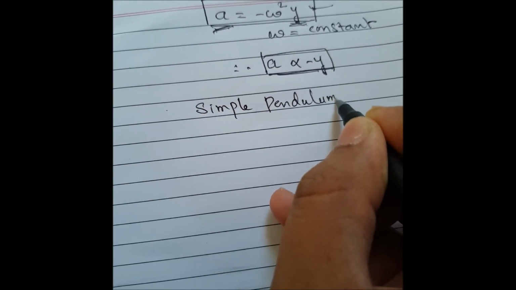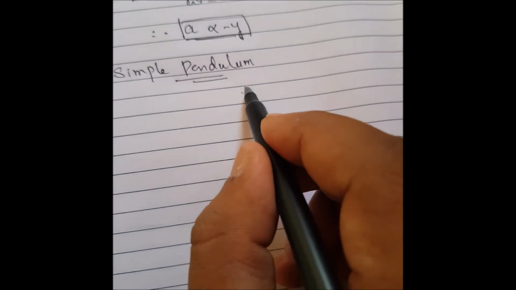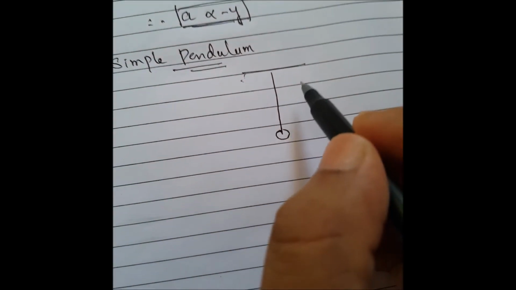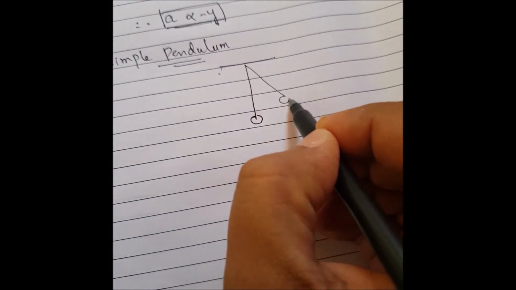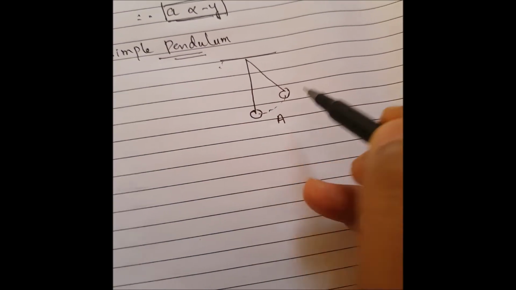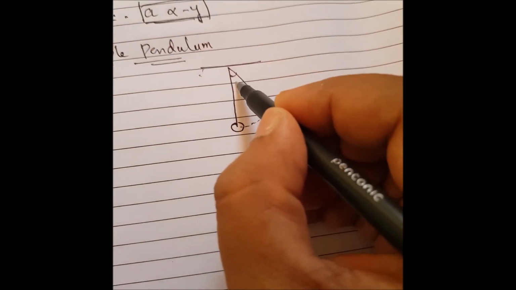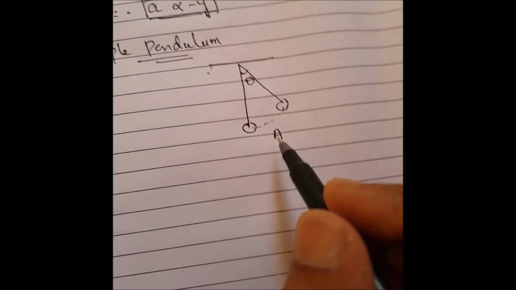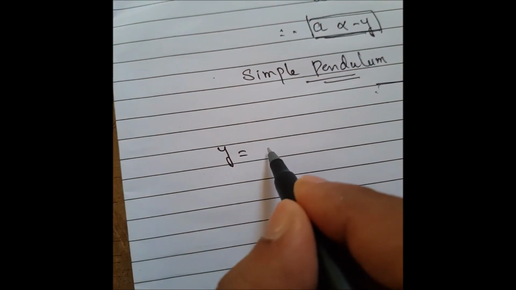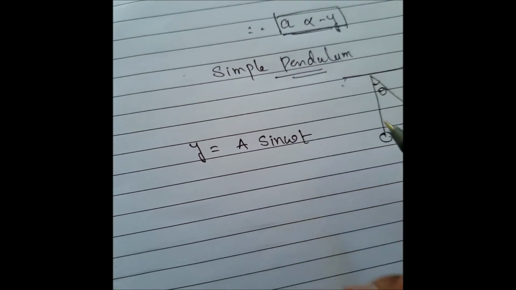A simple pendulum is one of the best examples of SHM, simple harmonic motion, right? It has a rigid support. The pendulum oscillates between the mean point and the extreme point. The maximum displacement is known as the amplitude, with angle of suspension theta. So what is the displacement of an SHO? y equals a sin omega t.